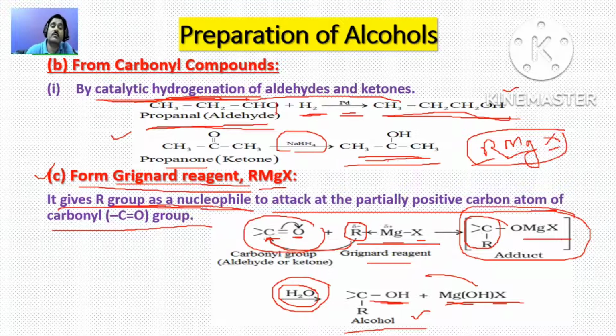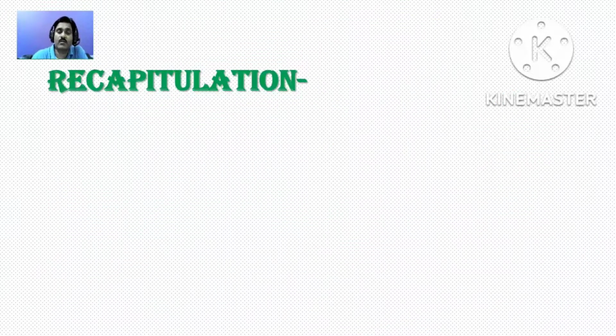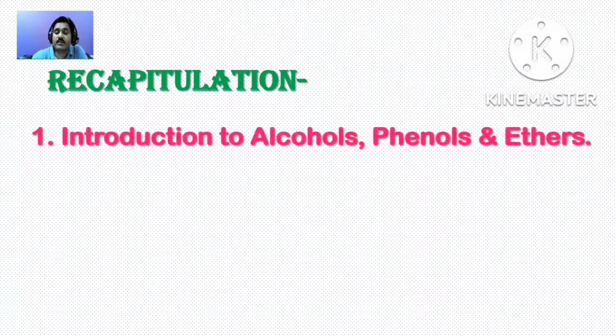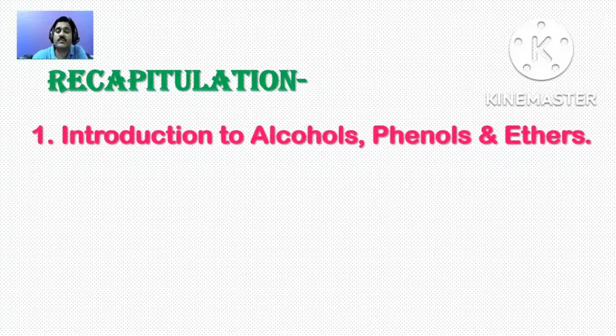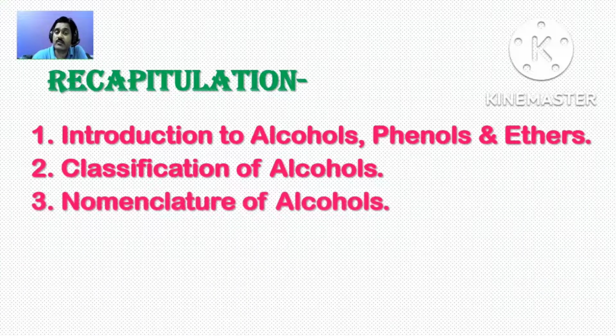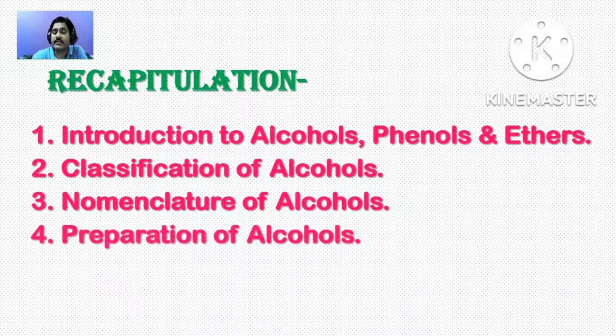These are some methods by which we can prepare alcohol. Number one was from alkene. Number two was from carbonyl compounds. Number three was from Grignard reagents. Now, what did we learn today? Number one, introduction to alcohols, phenols, and ethers. Number two, classification of alcohols. Number three, nomenclature of alcohols. And finally, we have learned preparation.